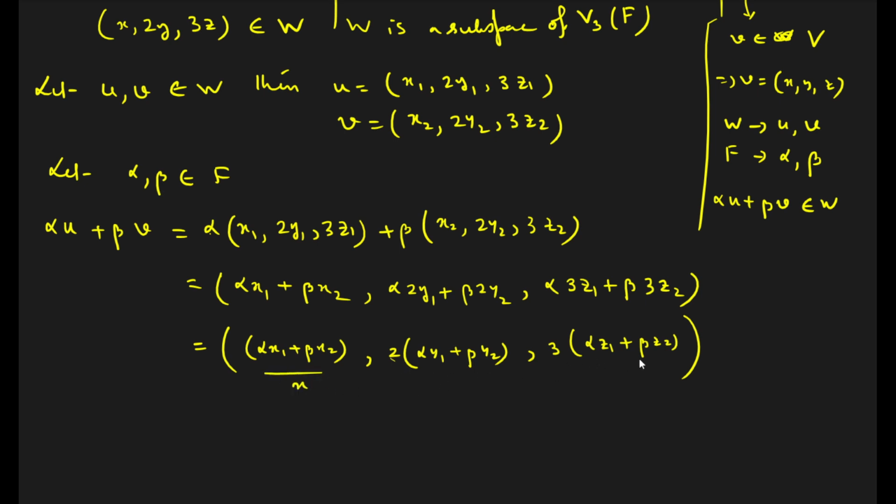3 into y. So this is of the form x. If we consider that this term is x, and this is 2 into, suppose, y, and this is 3 into z. If it is in that form, you don't have to check anything else. If it is in the form x, twice y, 3z, then automatically we say that this belongs to W. Now if alpha u plus beta v belongs to W, it is very simple.